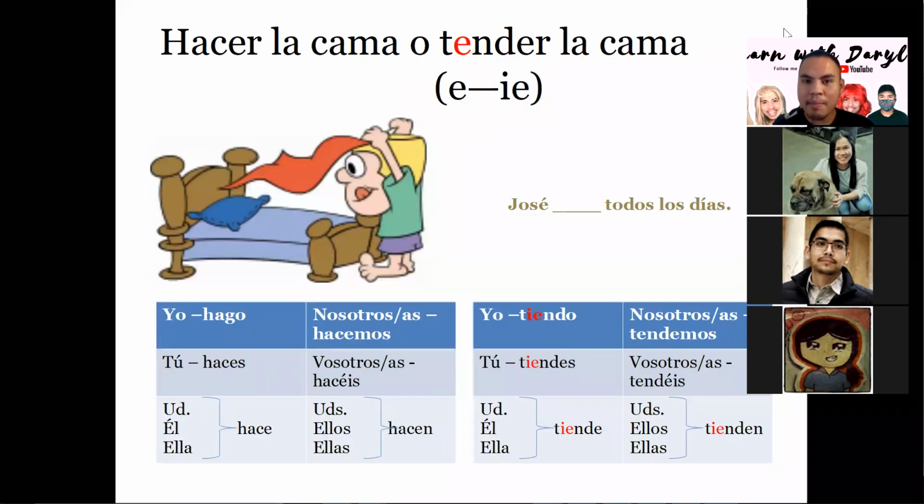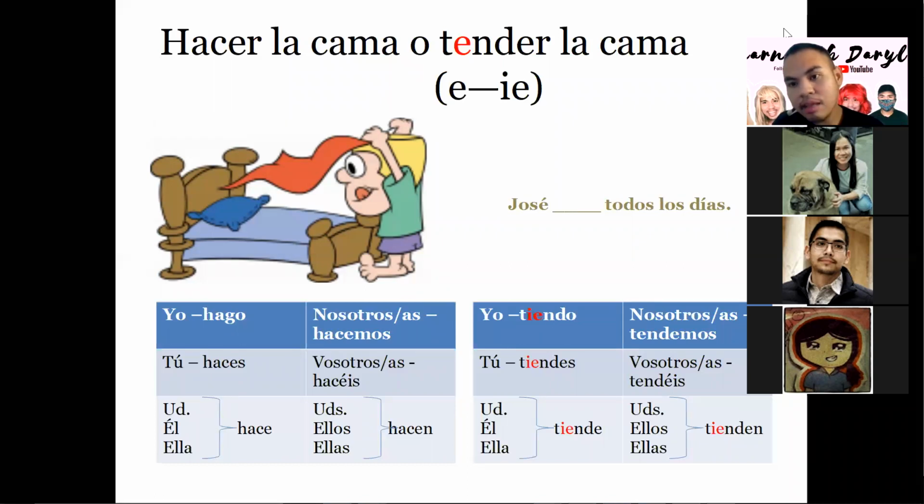Ahora, hacer la cama o tender la cama. Here in Spain, we would usually use hacer la cama, but probably in some other Spanish-speaking countries, they use tender la cama as well, which is a variation and it's correct. Okay, can someone answer? José blank todos los días. Muy bien, Ivy. Tiende la cama todos los días.